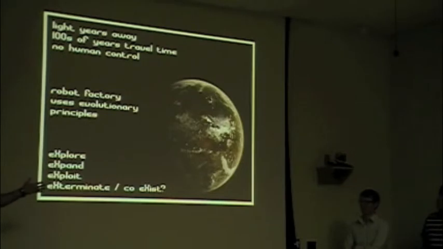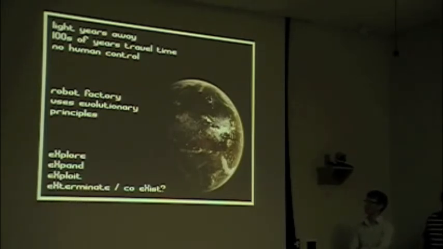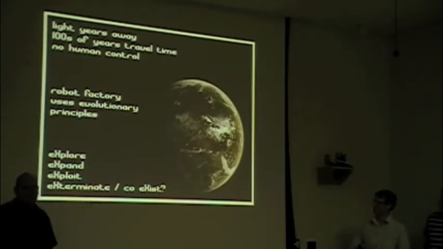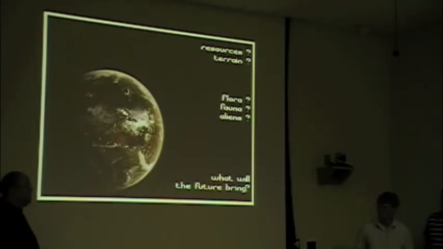You send robots. Well, robots can't deal with the vagaries of whatever happens there. So instead of sending robots, you send a robot factory. And this robot factory produces robots in an evolving fashion, because we know evolution is perfect at dealing with all these vagaries. And then, of course, your mission is to explore, expand, exploit, exterminate, or maybe even coexist with whatever you find. And of course, the hang-up here is you will experience resources, terrains, flora, fauna, as I said, aliens, and what will the future bring?